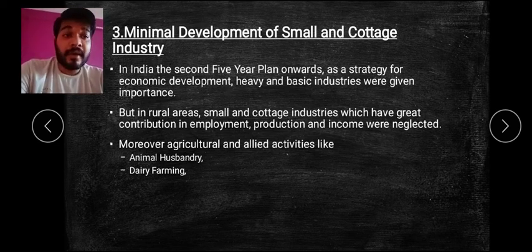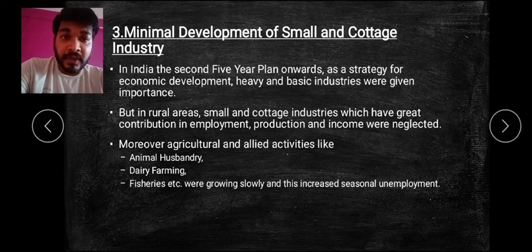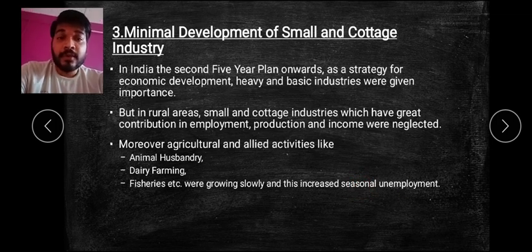So animal husbandry, dairy farming, you find fisheries. So all these three factors were growing slowly. It should be developed more, but it was growing slowly. And you find that because of that seasonal unemployment हो गया. Why seasonal? क्योंकि ज़्यादातर काम नहीं रहता था इनके अंदर, वो सीजनल के लिए ही बुलाते थे. And then you find that after the season is over, they are unemployed again.